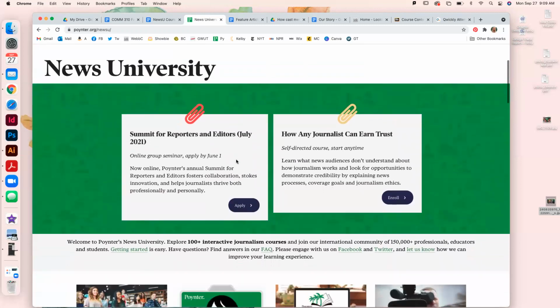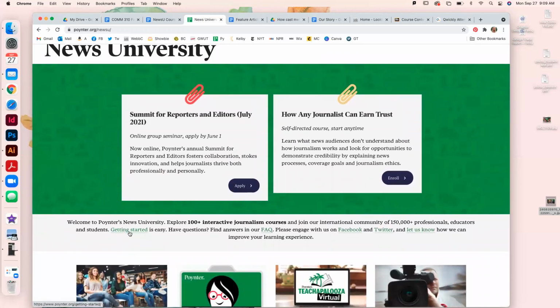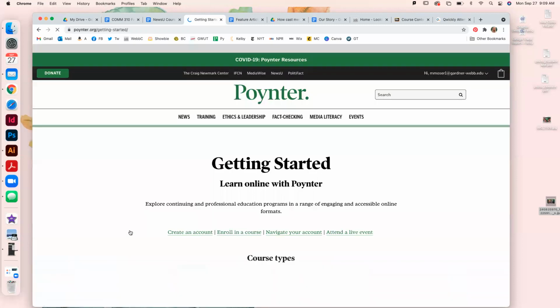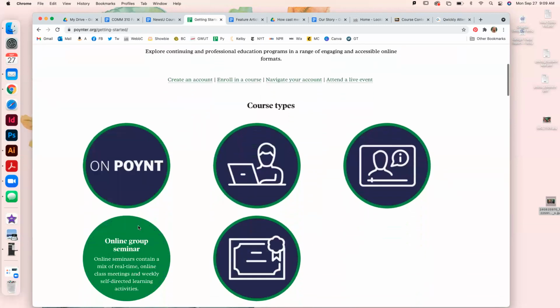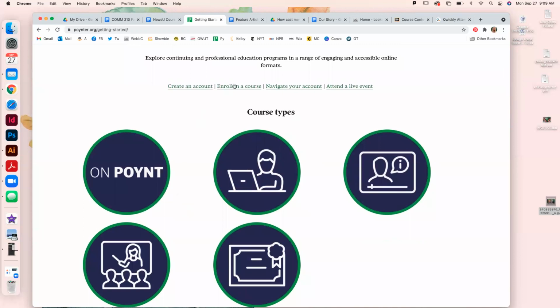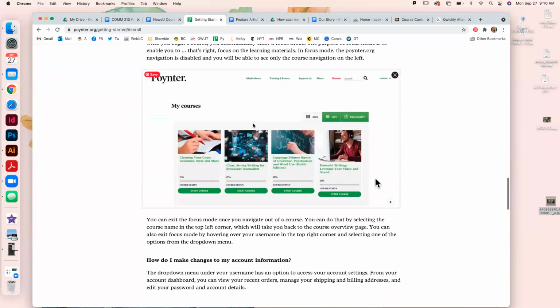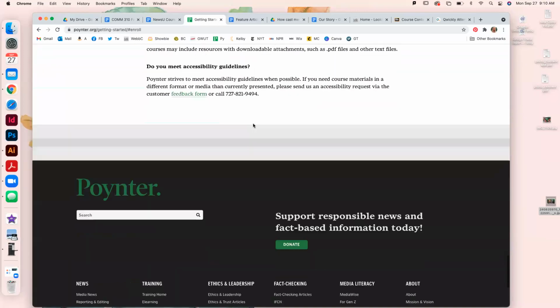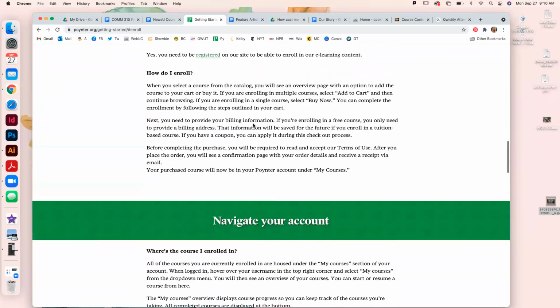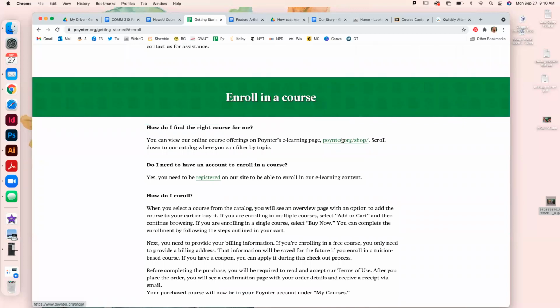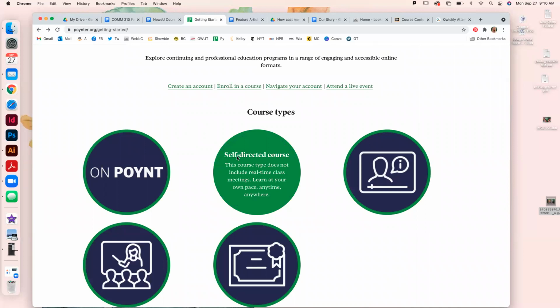Let me see the search button. They've changed it down here. Getting started. If you click on here, you create a topic, enroll in a course, click here. How do you enroll? It walks you through everything. It tells you how to find and search one. But there really are a lot of really good courses that just help you.